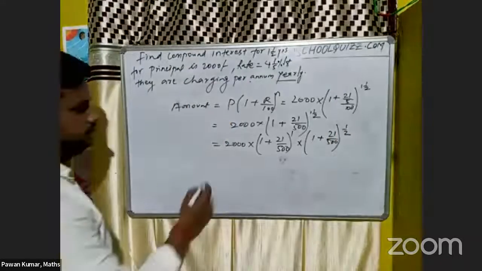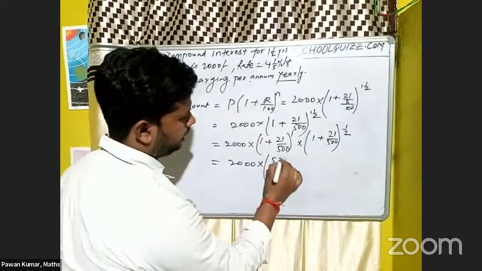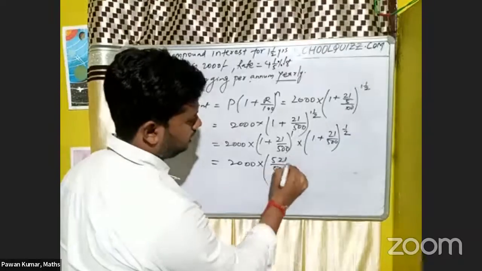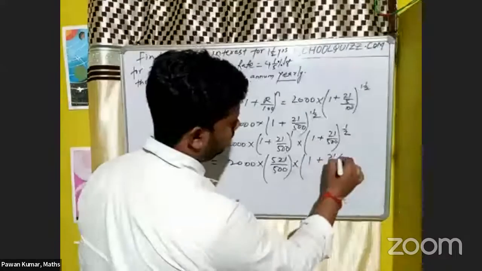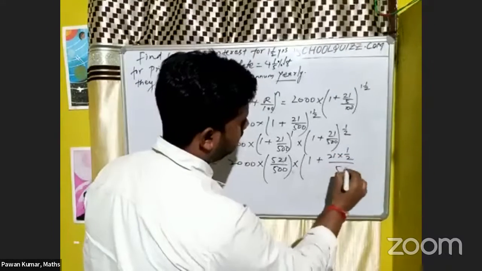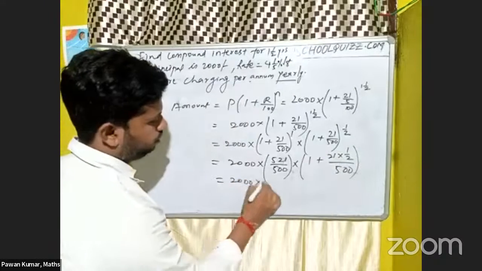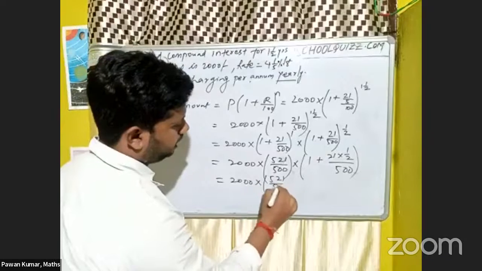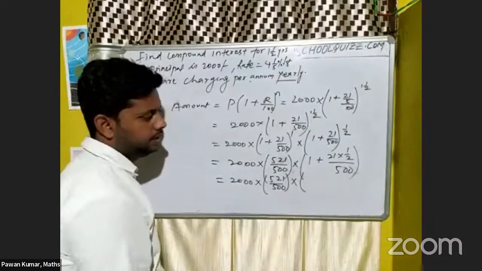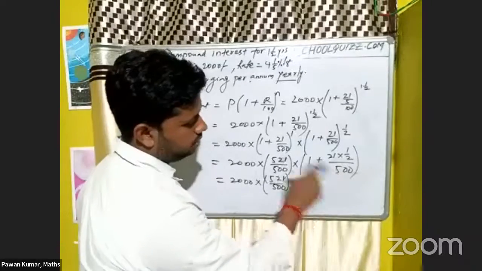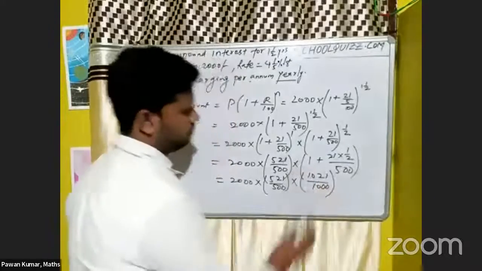So 2000 into 521 by 500, and this will be 1 plus 21 into 1/2 by 500. So 2000 into 521 by 500 into, this will be how much? 500, this 2 will come this side. Correct? So 1000. So 1021 by 1000.